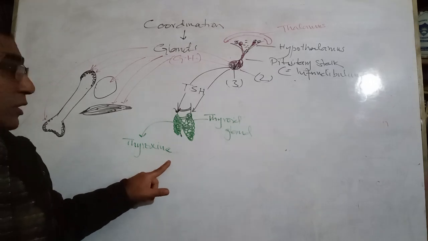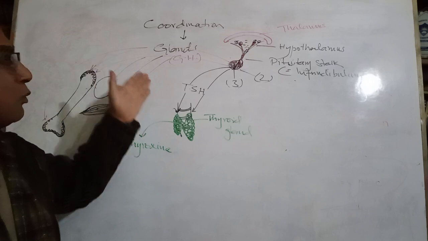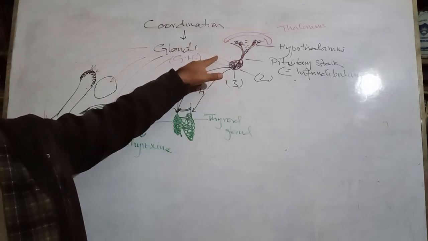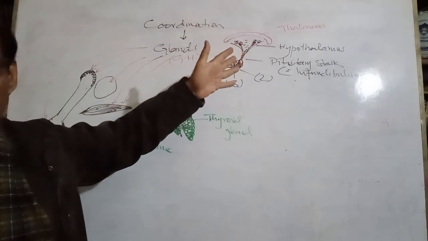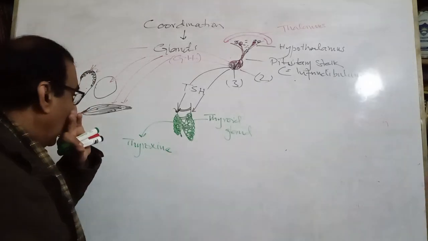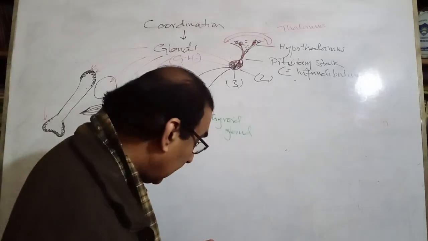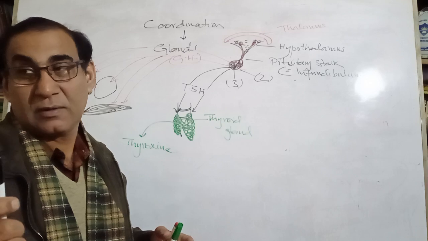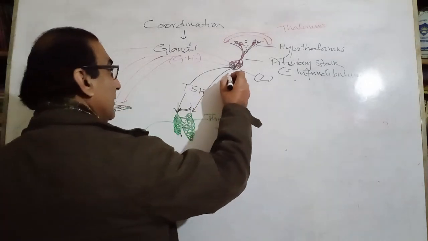Thyroxine is produced by the stimulation of thyroid stimulating hormone, which is produced by the anterior lobe of the pituitary gland, or the anterior part of the pituitary gland. Clear? Okay, fine. Next is what? The third was what? ACTH.